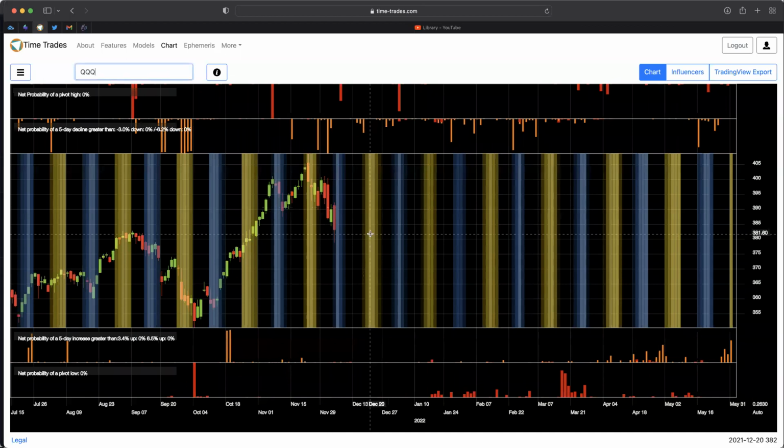So if we flip back to Time Trades, we go over here, we've got a 40% probability of a 1 standard deviation move down on December 16th, and that's also happening right before a yellow period, which more often than not tends to be bullish. So this is really interesting, because if this relationship holds, then we've got some confluence here with the Time Trades forecast of a big down day on December 16th.